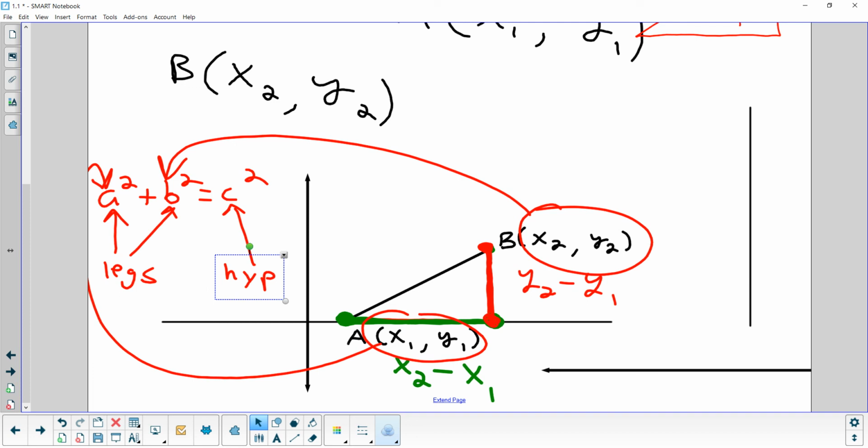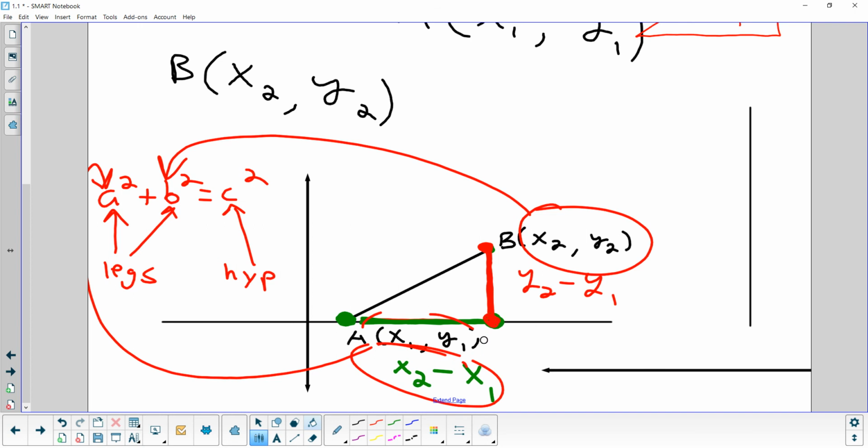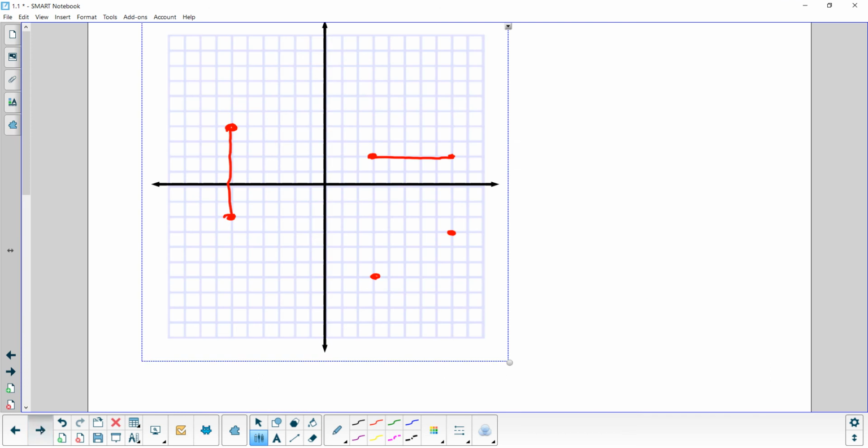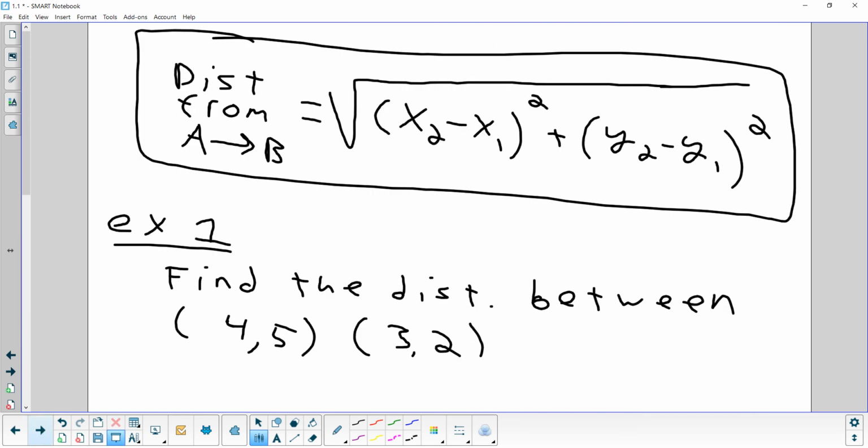That's the length of the bottom side. Let's circle that. That's it. Thank you. So fill in x2 minus x1 for a, y2 minus y1 for b. So let's look at our formula. There's the x2 minus x1 for a squared, y2 minus y1 for b squared.